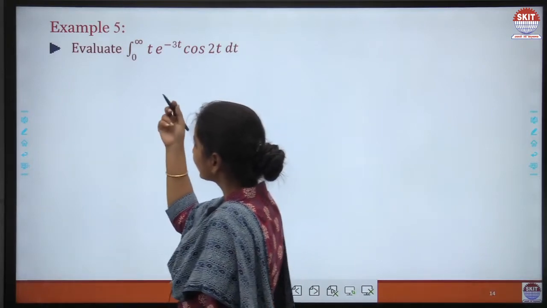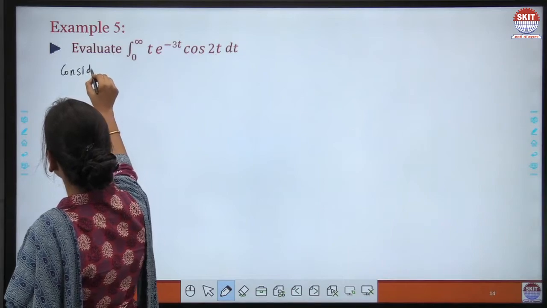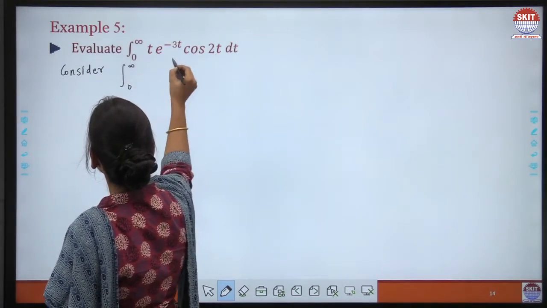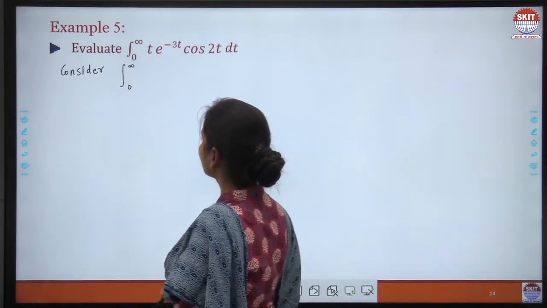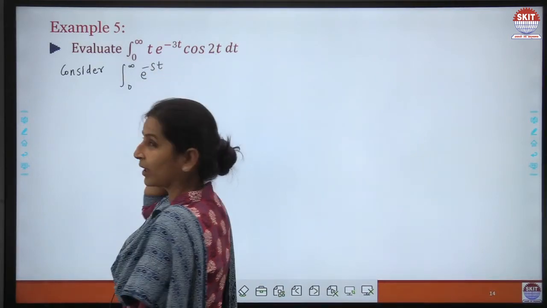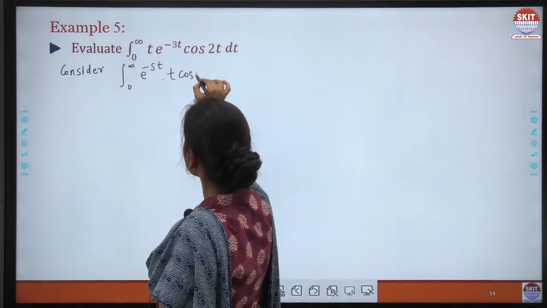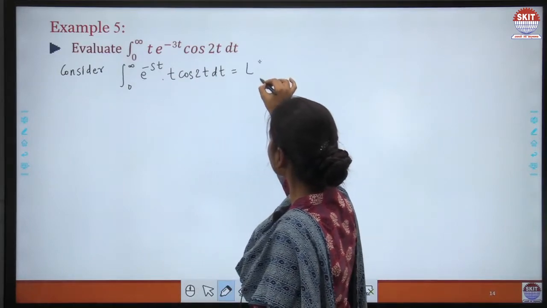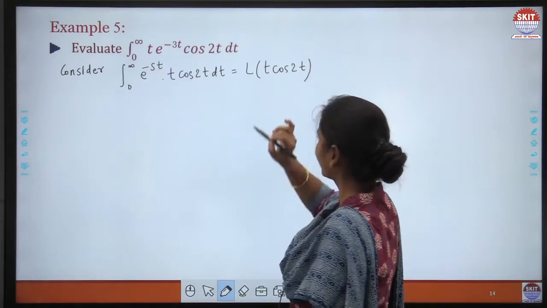Again, I write it as the Laplace of a new function. So again, I consider the integral 0 to infinity. Since I have this integral from 0 to infinity and an exponential is also there, we replace this exponential with e to the power minus st multiplied by t cos of 2t and dt. So this is Laplace of t cos of 2t, right?